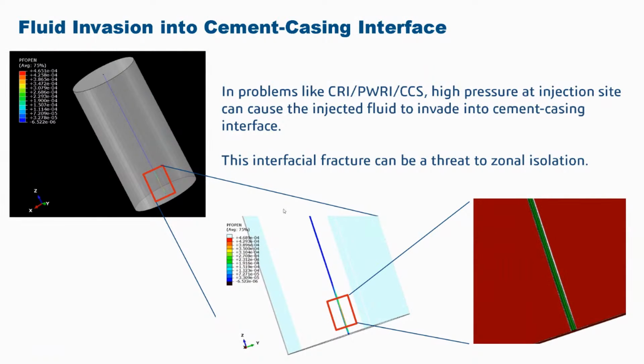Another type of failure that can happen in the cementing in the geothermal systems is fluid invasion. So when you are injecting the fluid, the injected fluid can invade into the cement casing interface, and this kind of injection can lead to interfacial fracture at the cement casing interface as shown here. So in this example the fluid is invading into the cement casing interface, and as a result of that invasion you have a debonding between the cement and the casing. And this kind of debonding can be detrimental to your zonal isolation process. They can ruin your zonal isolation. So it's important to assess the likelihood of such failures and prevent them if possible.